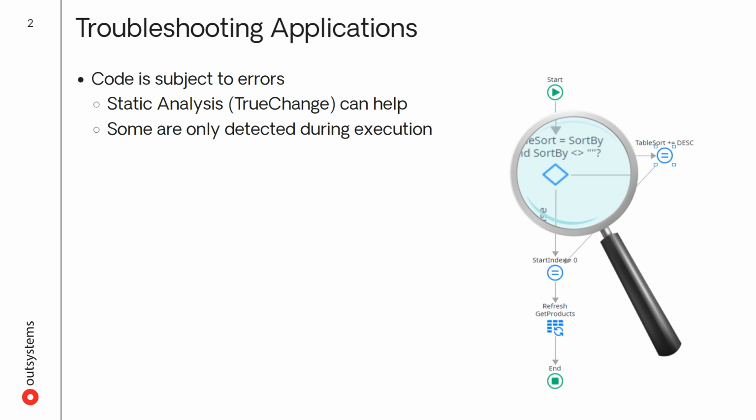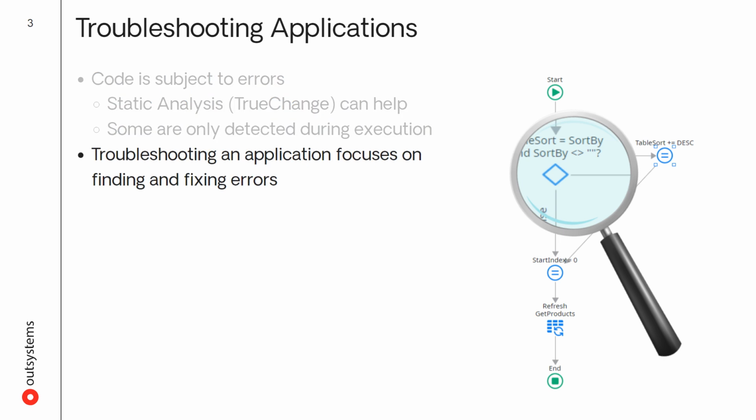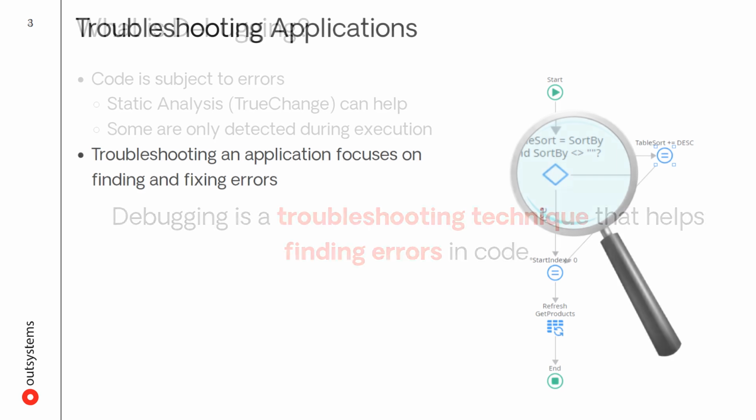Any application is subject to many different types of errors that can happen during execution. Some errors can be detected by static code analysis during development and compilation. However, some are only detected during execution where they are not expected. Troubleshooting an application focuses on finding those errors and fixing them quickly. Debugging is one of the most common and important techniques that we can use while troubleshooting.